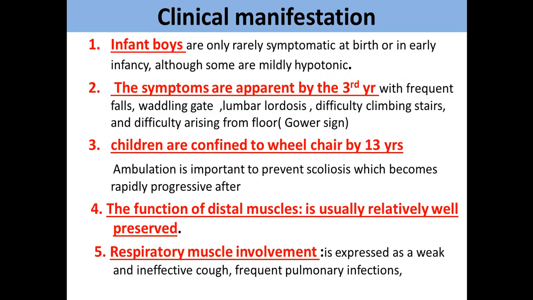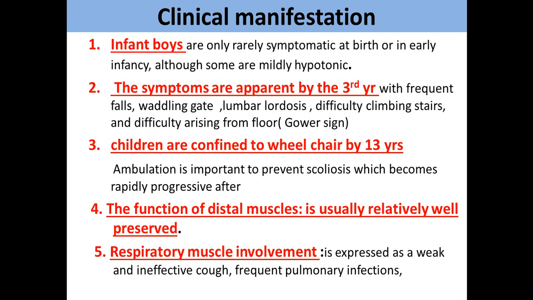So clinical manifestation: usually infant boys are affected, and they are rarely symptomatic at birth or early infancy. Sometimes they are mildly hypotonic. The symptoms appear at the 3rd year of age with frequent falls. There is waddling gait, lumbar lordosis, difficulty climbing stairs, and difficulty arising from the floor, which we call the Gower sign. They climb on their limbs when they start raising from the floor. And children are confined to a wheelchair by 13 years.